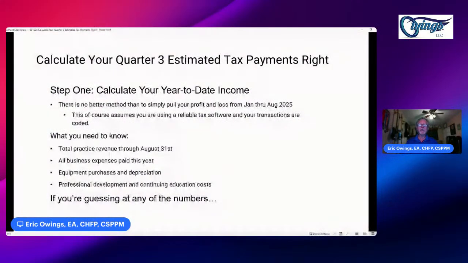Here we are. So step one, calculate your year-to-date income. Now, there is no better method than simply having a good profit and loss statement from your professional accounting software. And if you are a medical practitioner, even if you're only in your first year in practice, you should certainly be running your revenues and expenses through some kind of software. You don't have any idea how well your practice is doing if it doesn't have a scoreboard. And the scoreboard is your financial record.